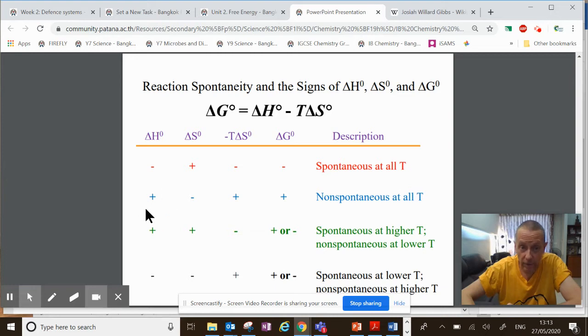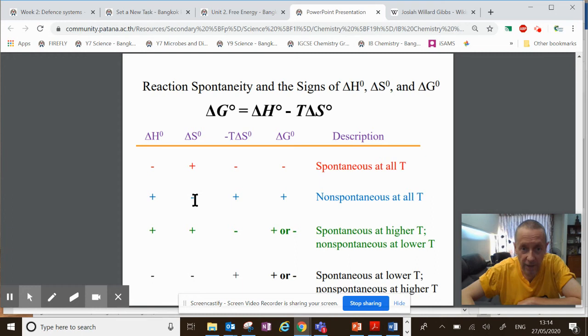If it's an endothermic reaction, if delta H is positive, now that's not looking favourable. And also, the entropy change is negative. That means a decreasing disorder. That is also unfavourable. Not only is it endothermic, but also there's a decrease in entropy. Now, neither of those things is favourable. Let's just see how it works up here, though.